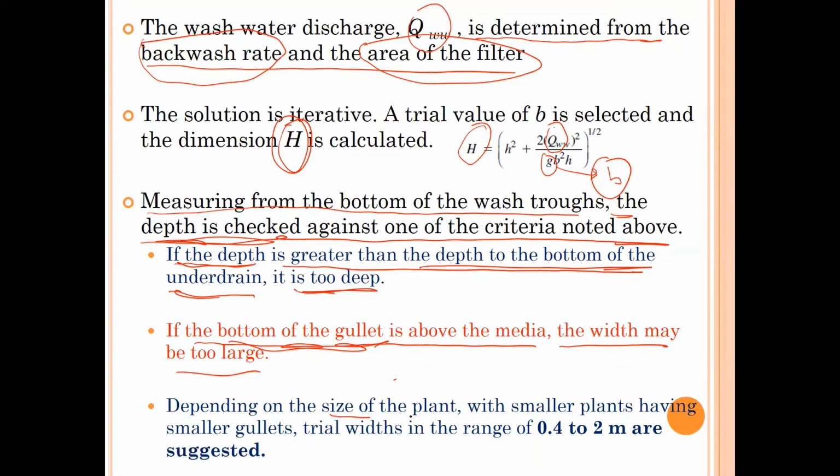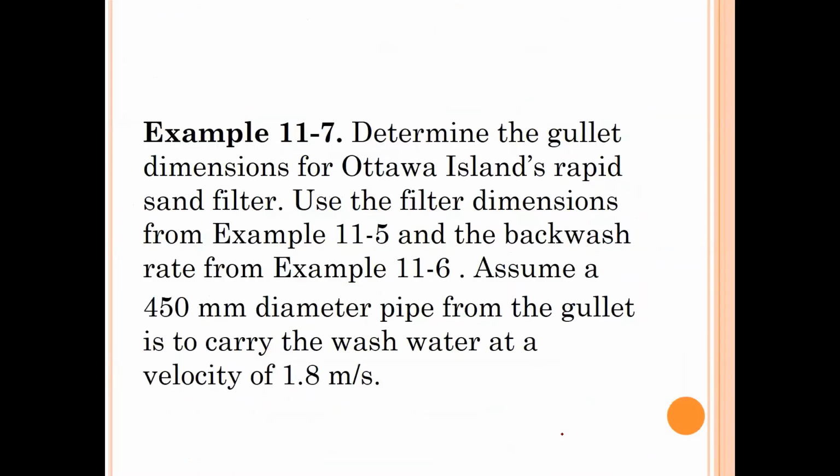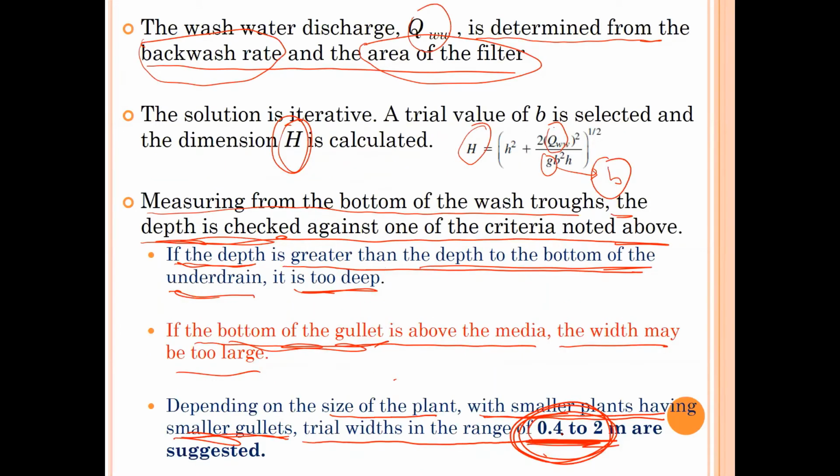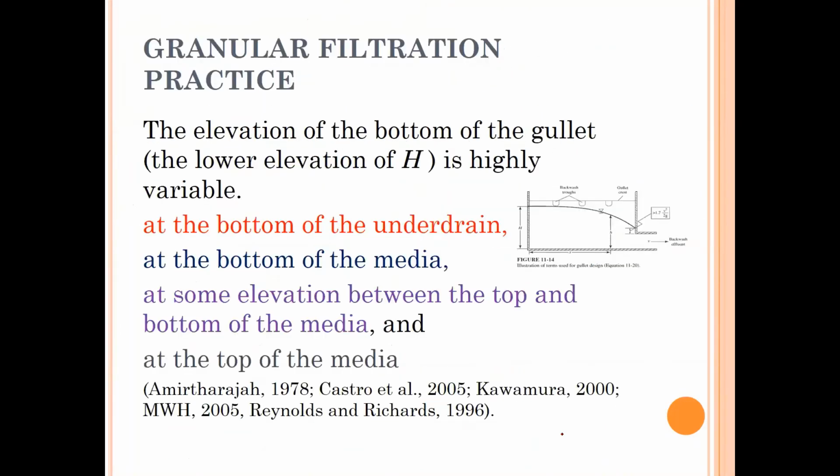Depending on the size of the plant, with a smaller plant having a smaller gullet, trial width is in the range of 0.22 meter. So we start within this range. So let's solve the problem. Whatever I discuss, we can try all of them to calculate.